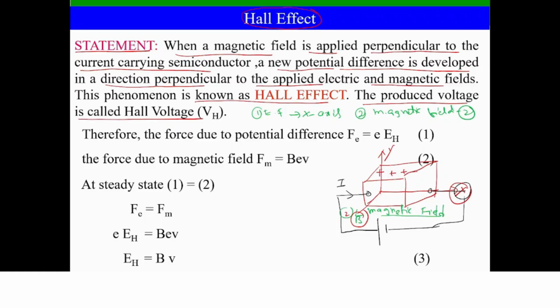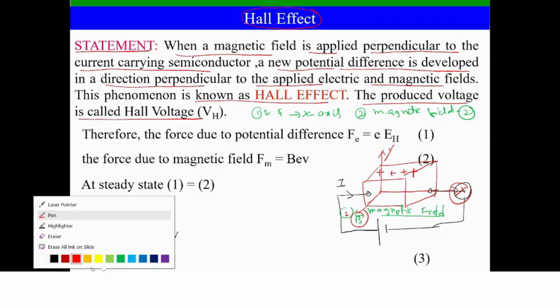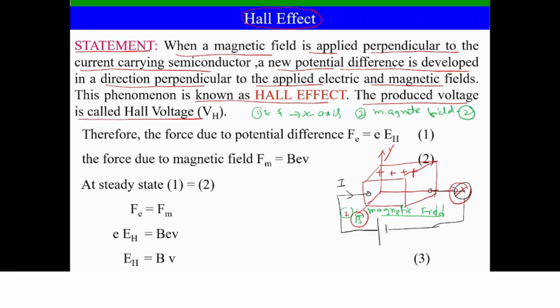So positive charge is going to be induced along the upper side of the semiconductor, and negative charge is going to be produced on the lower side of the semiconductor. Therefore this induction of positive charge and negative charge in a direction perpendicular to both electric field and magnetic field, that is along the Y direction, is known as the Hall effect. Here the produced voltage is called the Hall voltage. This is about the statement of the Hall effect. Now we will go for the derivation part.